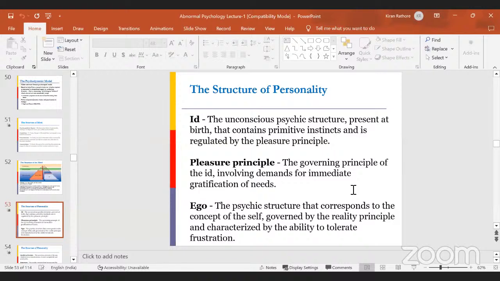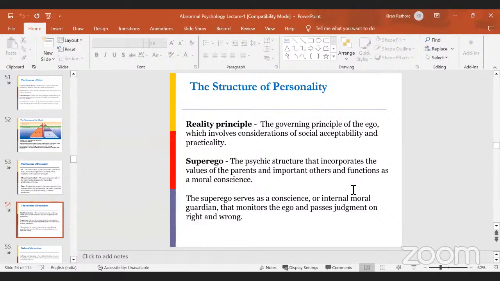And ego is the structure that corresponds to the concept of our self, and it is governed by the reality principle. It is characterized by the ability to tolerate frustration. The id will not tolerate frustration; it wants immediate gratification of its need. It cannot wait. But the ego is that part of our personality which is able to tolerate frustration, and it is based on the reality principle.